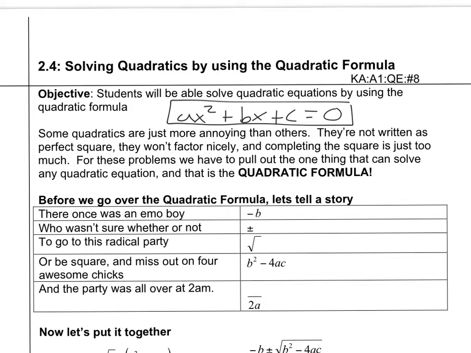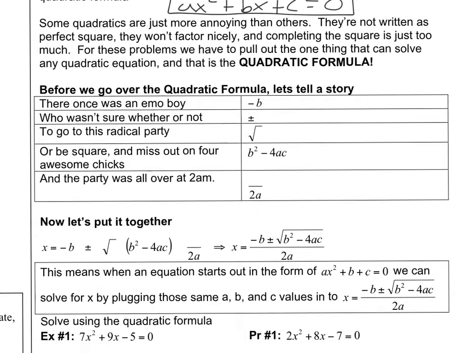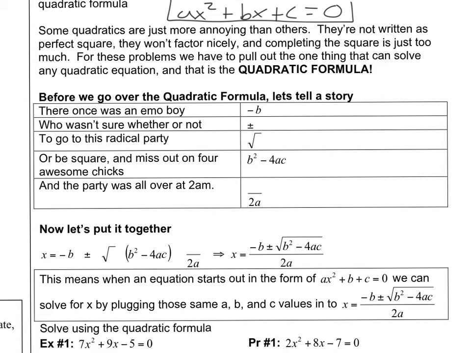Okay, so let's do it one more time. There once was an emo boy who wasn't sure whether or not to go to this radical party, or b squared and miss out on 4 awesome chicks, and the party was all over at 2 a.m. Okay, we got this story down. Let's put it all together. So this means x equals, there once was an emo boy who wasn't sure whether or not to go to this radical party, or b squared and miss out on 4 awesome chicks, and the party was all over at 2 a.m. If I put that all together, here's my formula.